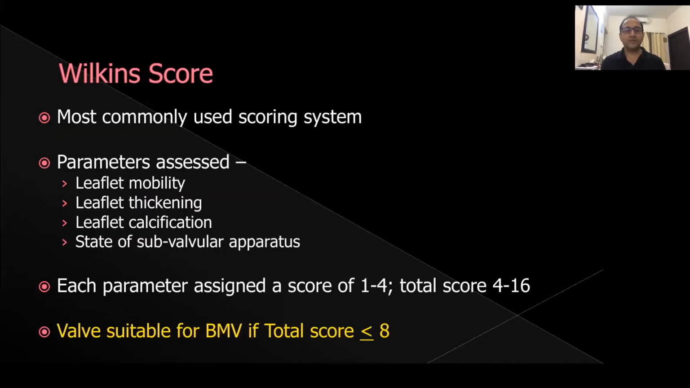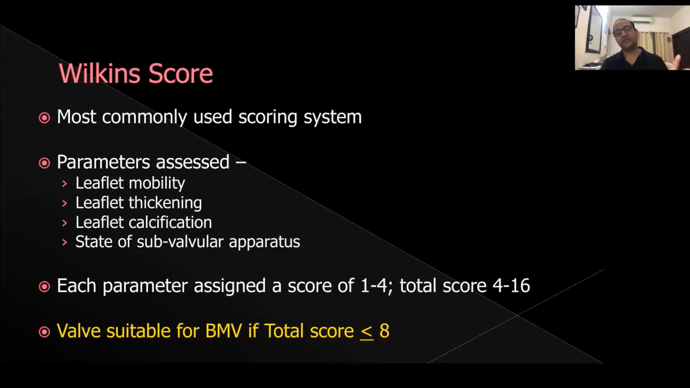Now, the parameters which we use in the Wilkins score are leaflet mobility, its thickening, leaflet calcification, and state of the subvalvular apparatus. Here, one thing which is straight away missing is the commissural part. It is underreported, not very well defined. If you ask me, commissural fusion or calcification is something which is of utmost importance.